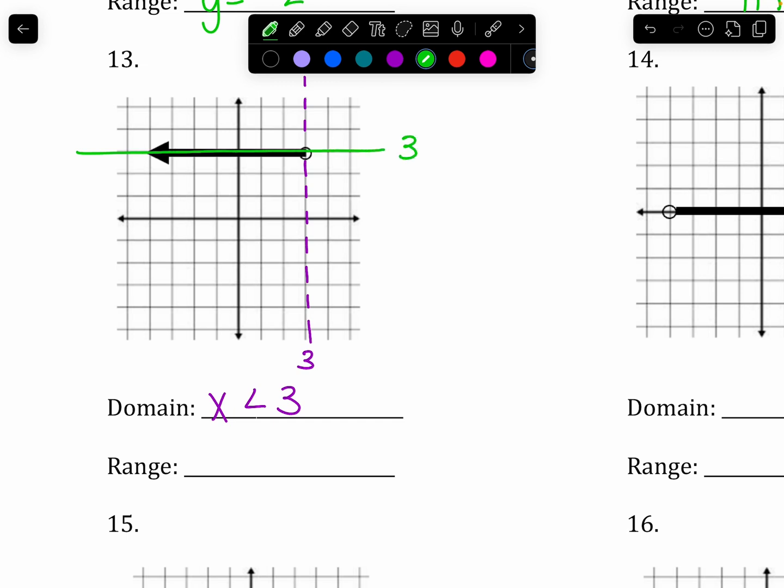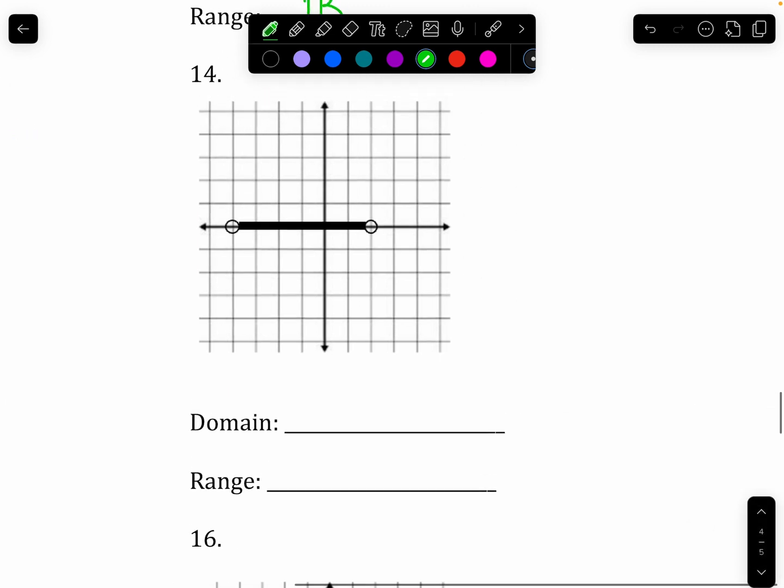My range only exists in one location. It exists here. That's at positive 3. Because it only exists there, I'm going to go ahead and just put y is equal to 3. If it's an equal to, it's just a good old-fashioned equal to. The only time you have to check those symbols is if you have an inequality.